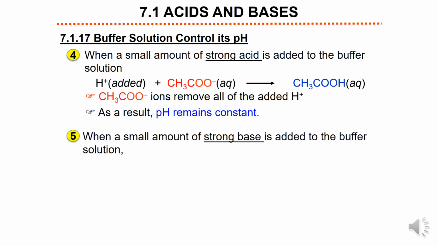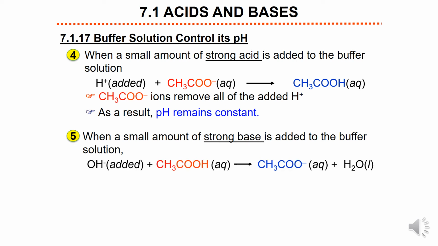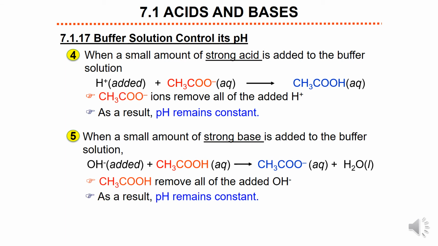When a small amount of strong base is added to the buffer solution, OH- from the strong base will react with the acid present to produce acetate ion and water. Acetic acid removes or neutralizes all the added OH-. As a result, pH remains constant.